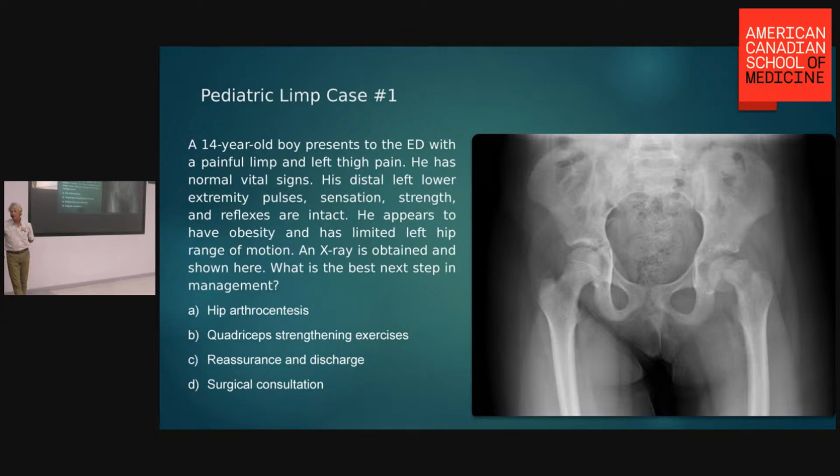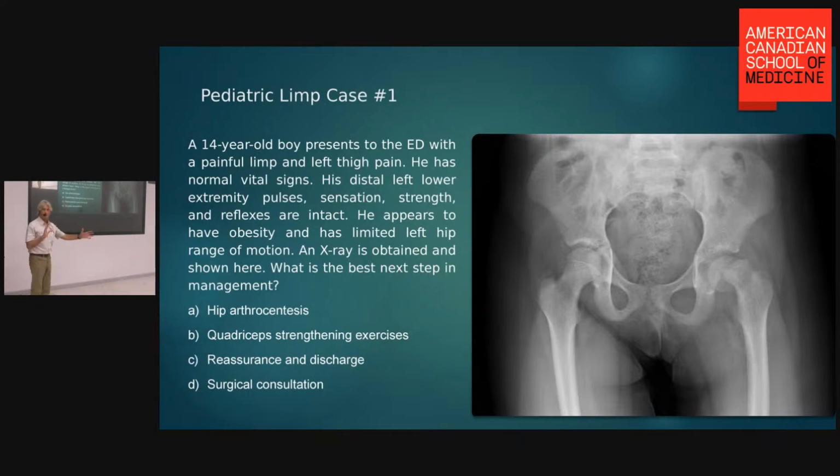He has normal vital signs. Left lower extremity pulses, sensation, strength, and reflexes are all intact and normal. He is mildly obese, with limited left hip range of motion, and an X-ray was obtained and is shown here. So these are some of the options of what we may want to do. So let's first take a look at this X-ray.